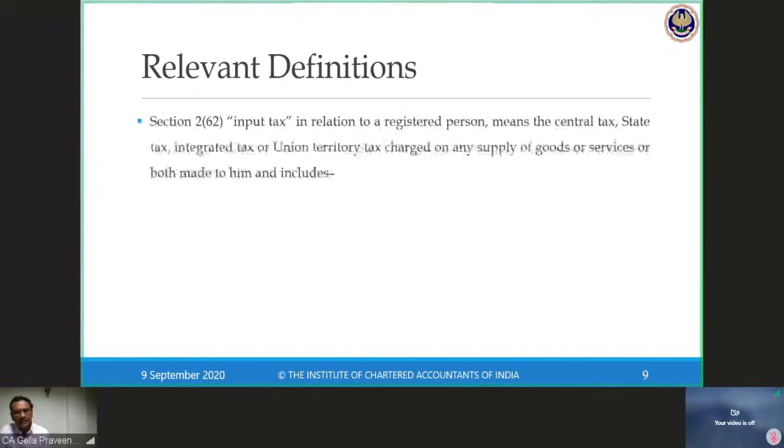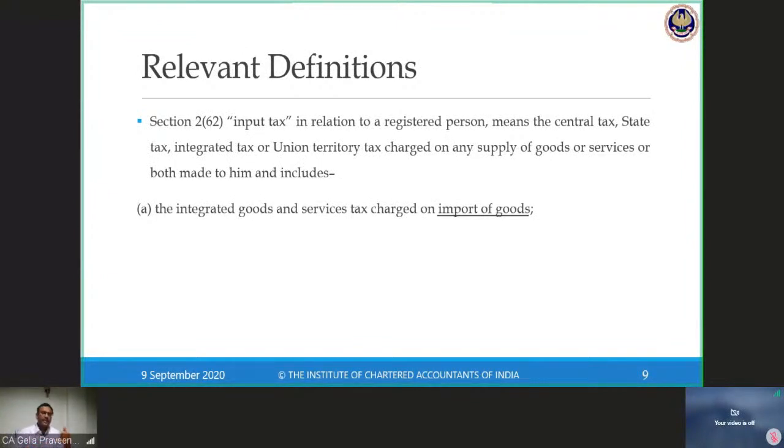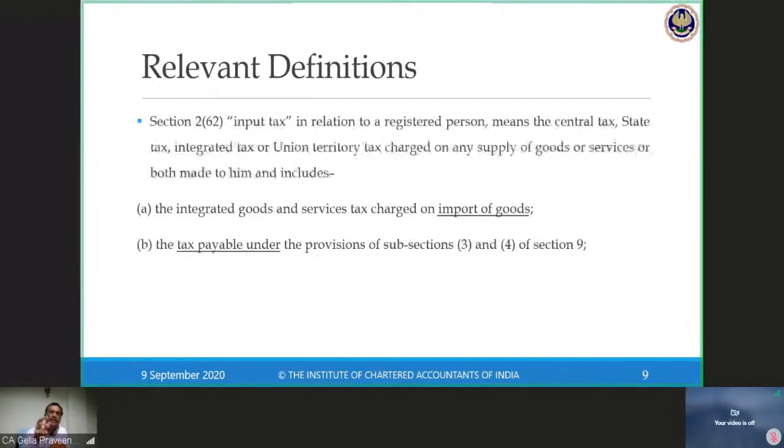IGST, UTGST made to him includes IGST on import of goods. So first thing, when I talk about input tax, this input tax to a registered person includes import of goods. Tax payable under 9(3) and 9(4). This entry B talks about your reverse charge mechanism, section 9 subsection 3, section 9 subsection 4. If I have paid, look at the language, tax payable under 9(3) and 9(4).